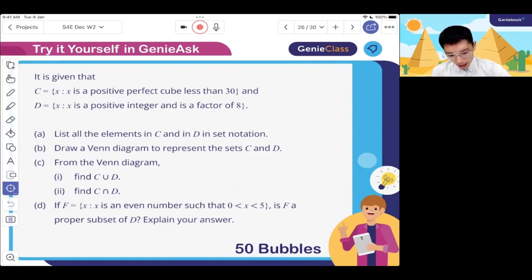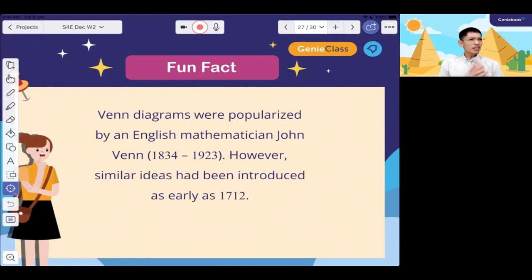Now why are we learning sets in this case? There's a little fun fact over here. Why are we learning sets? So in this case, Venn diagrams are popularized by this mathematician. As you can see, the word John Venn. So that's why the word Venn diagram. Okay, so that's why you realize if certain notations or certain formulas are introduced by a mathematician, usually it's by their name. So John Venn, that's why Venn diagram. But however, this particular notion over here, Venn diagrams, is already introduced as early as the 17th century. It's 1712. So interesting to how something so old can be actually present into now.